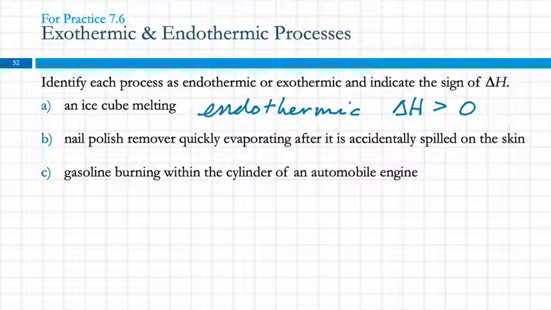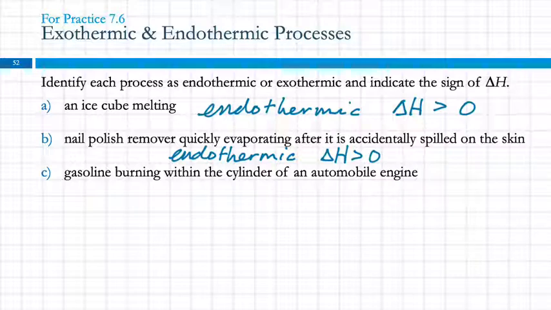Why does your skin feel cold? Because your skin is losing heat to this process, right? So here we have a liquid evaporating. How do you make a liquid evaporate faster? You heat it up, right? That's why when we have wet clothes, we put them in the clothes dryer and we blow hot air on them, because that makes them dry faster than if we blow cold air on them, right? So something evaporating, going from a liquid to a gas, is endothermic. And then what's the sign of delta H? It's positive.